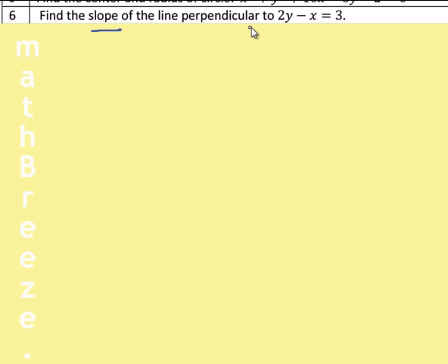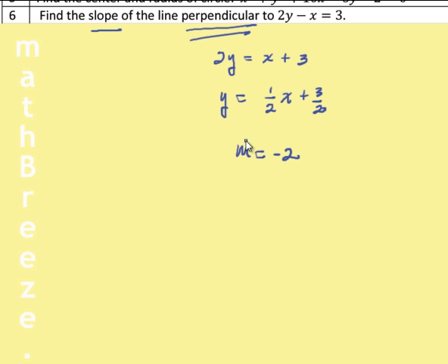The slope of the line perpendicular to this line, well, let's put it in the form y equal mx plus b. Divide by 2. So we're talking about the slope of a line perpendicular to this line, so that would be the negative reciprocal of this, which would be minus 2.